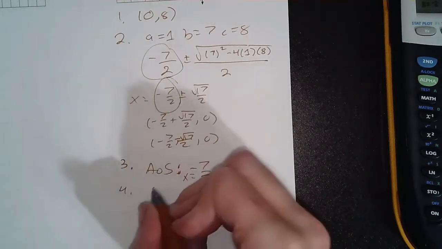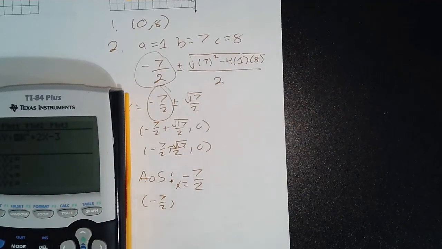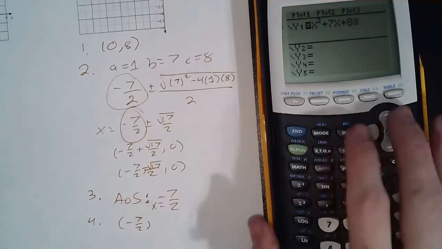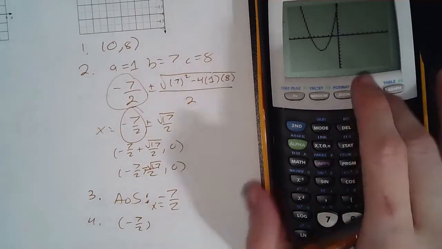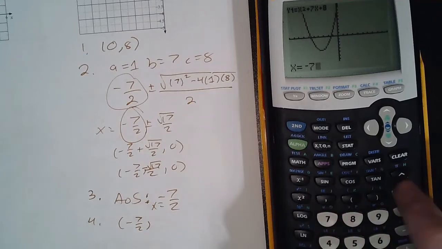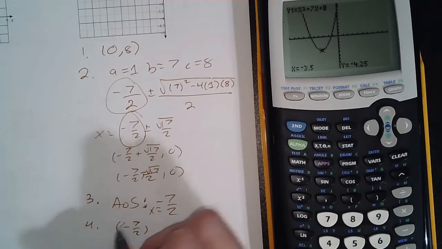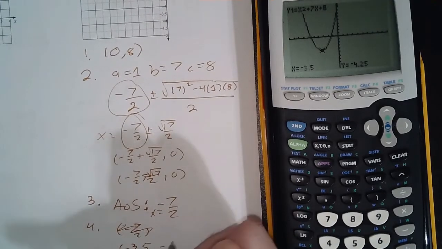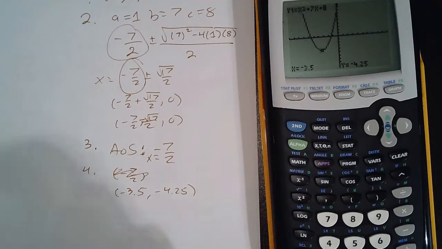Which means that our vertex here, negative 7 over 2, comma, we go to our calculator again and start plugging it in. So y equals x squared plus 7x plus 8. We graph that, hit graph, and hit trace. Plugging in negative 7 divided by 2, we're going to get negative 4.25. So let's rewrite this as a decimal: negative 3.5 comma negative 4.25. Easy enough. But number 5, we need some more coordinates.